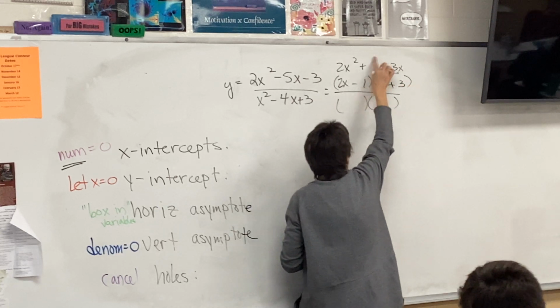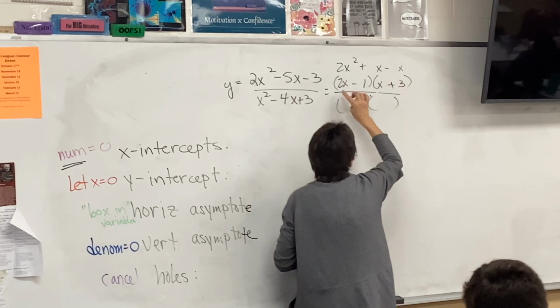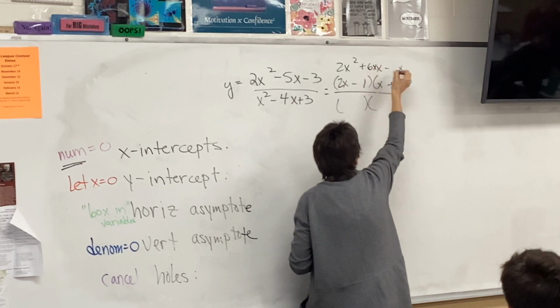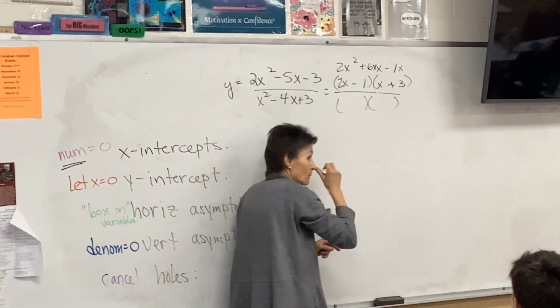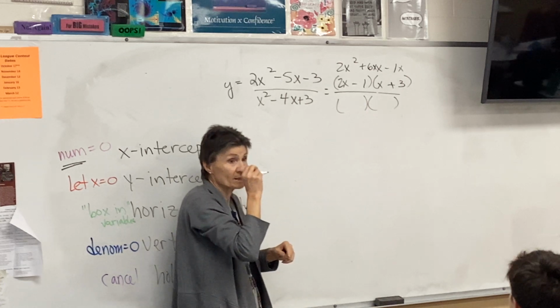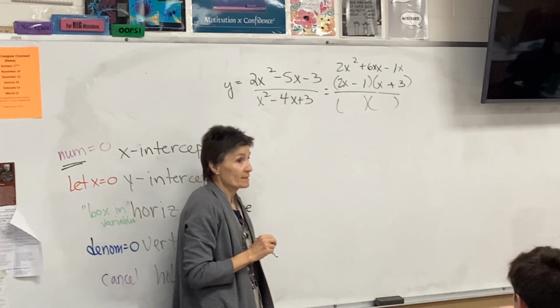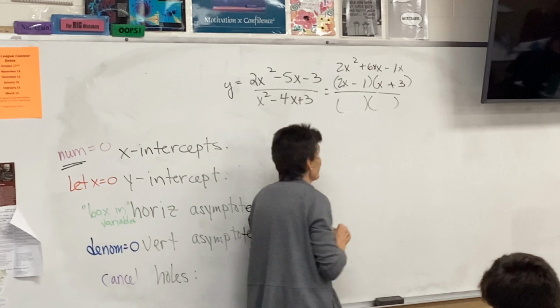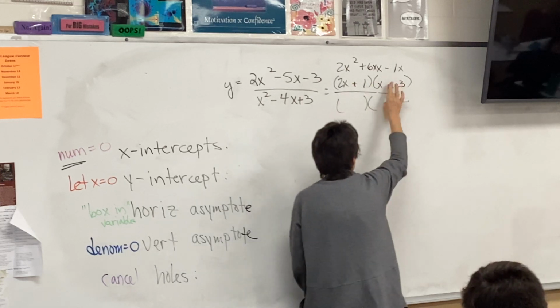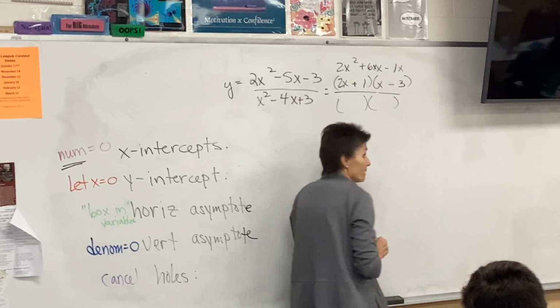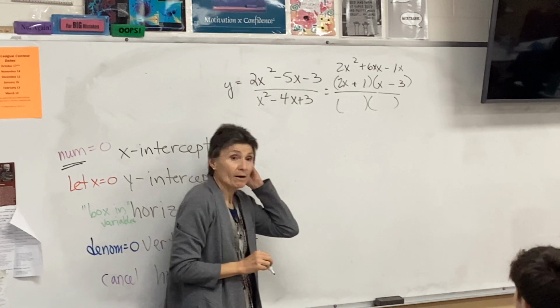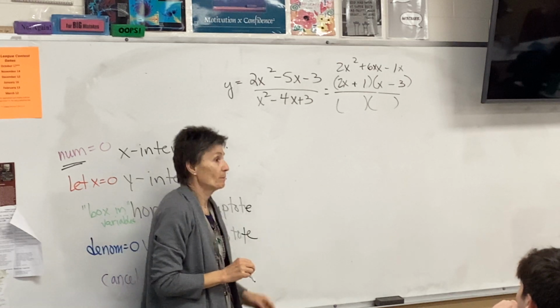And now when I FOIL, I get a 6x minus a 1x. Well, I'm closer, but not quite right, because why? It's not negative, and it needs to be -5. So that means this needs to be a plus, and this needs to be a minus. Now, you see how I did that, guys? You have to be able to do that.